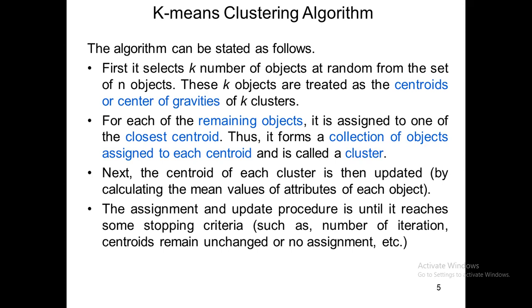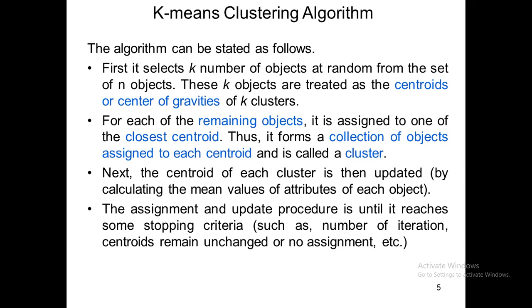So first the centroid is created and the remaining objects are there, and each remaining object is assigned to the closest centroid. So how close it should be, and other objects will be assigned over there, creating a group, and it's called a cluster. Next, the centroid of each cluster is then updated, by calculating the mean values of attributes of each object, right? Then the centroid of each cluster is updated.